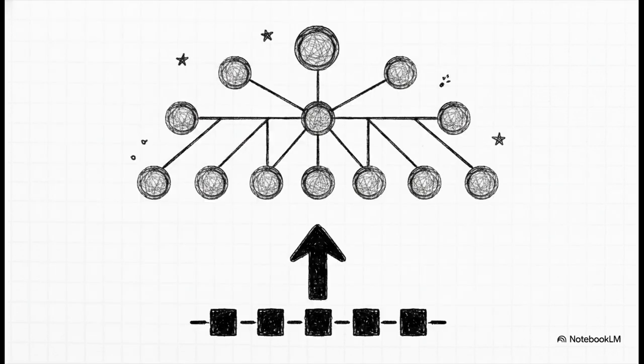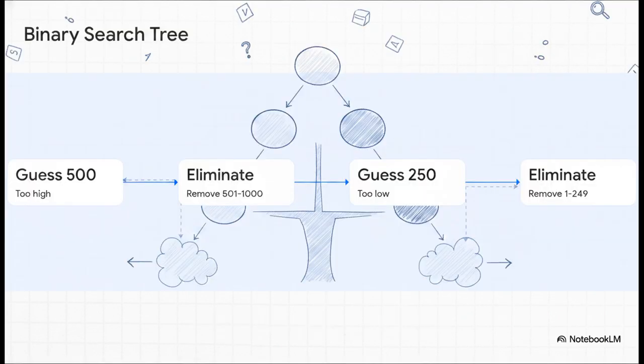Okay, so far we've been living in a 2D world, but moving from flat lists to branching hierarchies changes everything. Real-world data branches outward, kind of like your computer's file explorer. And for that, you need a tree. Let's look at the binary search tree.